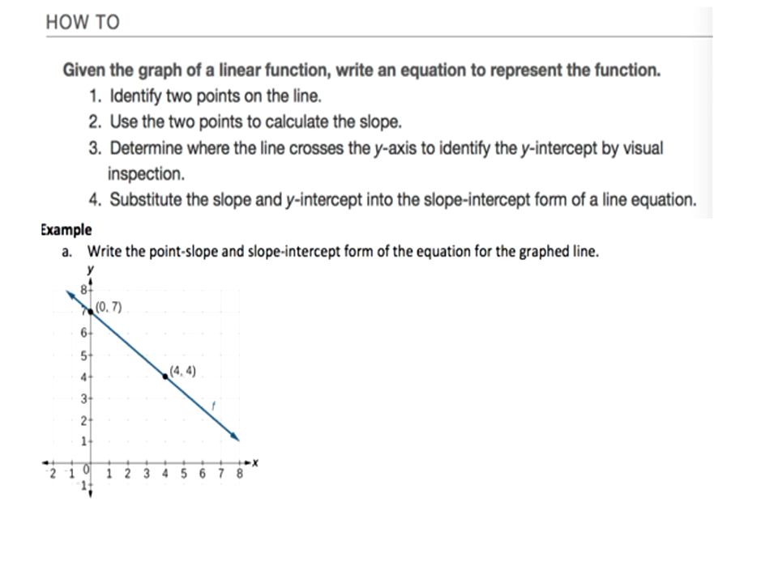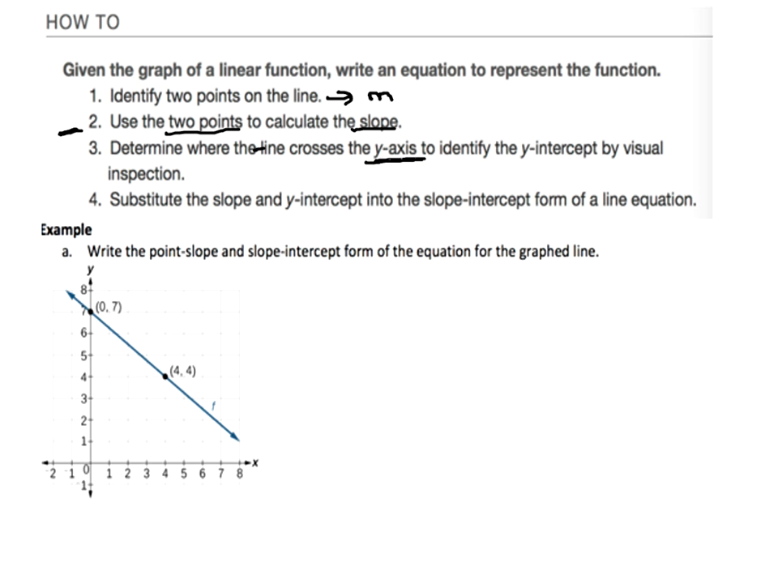Okay, given the graph of a linear function, write an equation to represent the function. So how do I do that? Identify 2 points on the line. Remember, we got to start with the 2 points so that we can figure out what the slope is. So these 2 points are what you're going to use to get your slope. And that's the next step. Use the 2 points to calculate your slope.